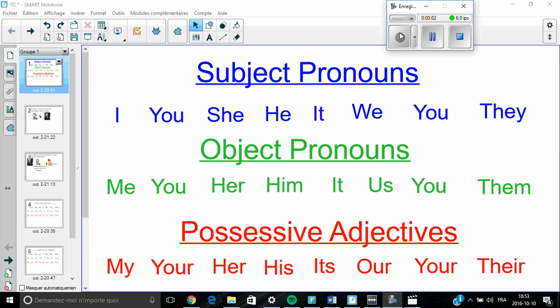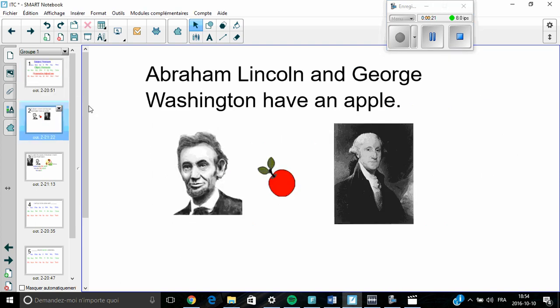Alright, so hello everyone. In today's lesson, we will see the difference between the subject pronouns here in blue, the object pronouns here in green, and the possessive adjectives here in red. So let's move on to the next slide here.